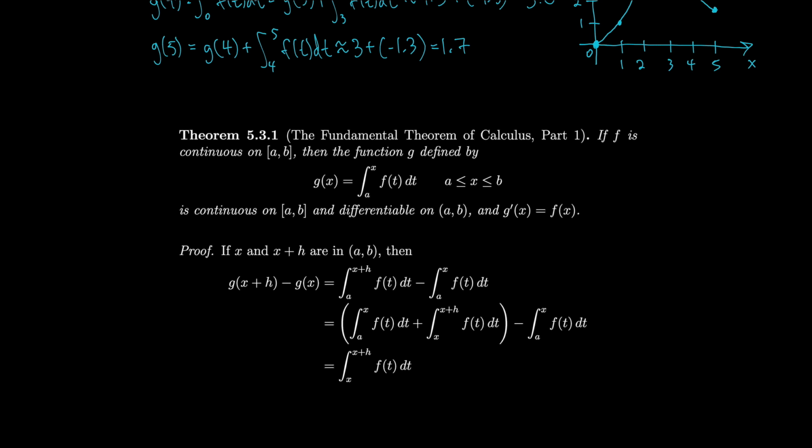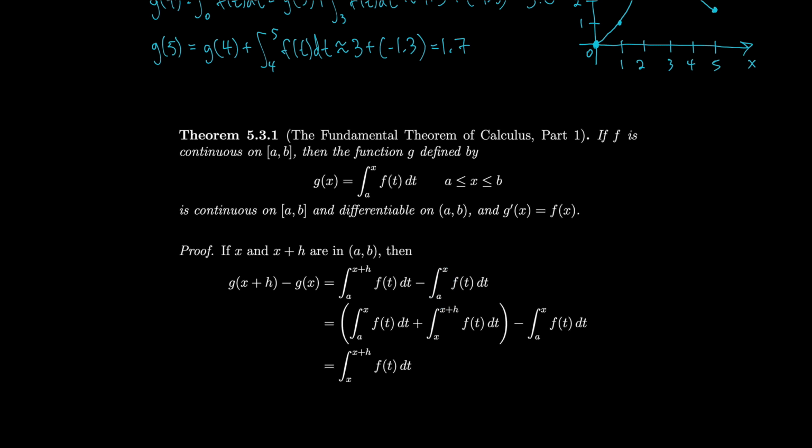Well, we know the derivative is, by definition, g of x plus h minus g of x over h, and then we take the limit. So let's look at just g of x plus h minus g of x first. By definition, those are the integrals of f from a to x plus h and from a to x.